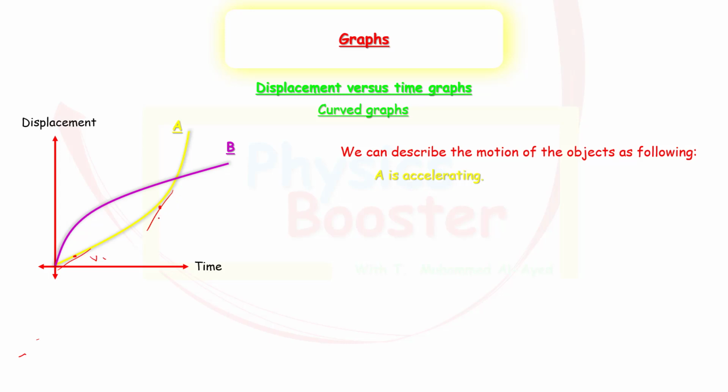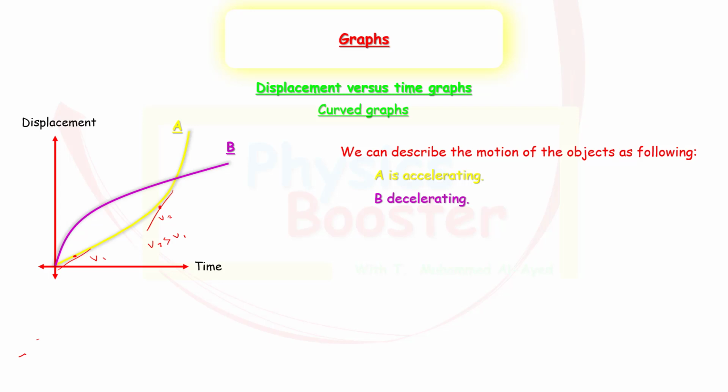Let's call this, for example, V1 and this V2. We can clearly say that V2 is larger than V1. And since the speed is increasing, the object is accelerating. And it makes it clear that object B is decelerating, and it's becoming slower. The object is becoming slower.